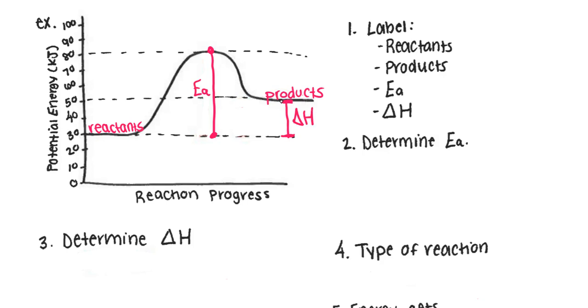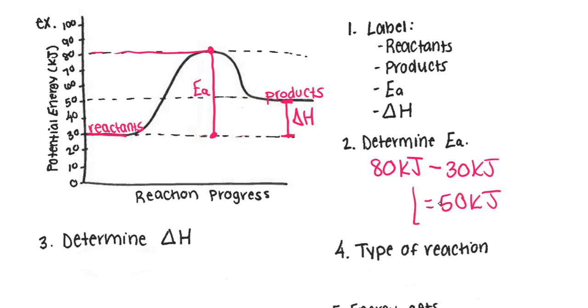Next, we should be able to determine activation energy. Well, the activated complex is at 80 kilojoules. My reactants are at 30 kilojoules. So my activation energy is 50 kilojoules. That is the minimum energy required for this reaction to occur.